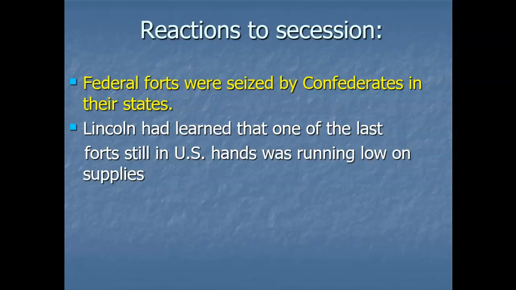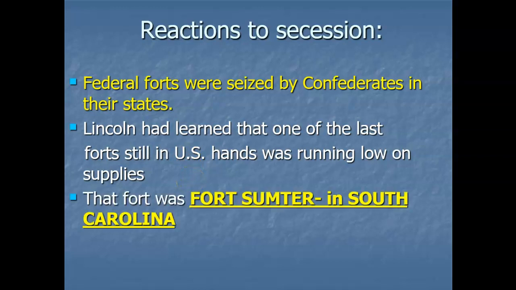The problem is he did not want to start any kind of fighting or violence. In southern states, where Confederates would approach various federal forts and say, this is no longer U.S. property, you need to evacuate and leave, all of the commanders and troops had to decide either to stay and fight with the Confederacy or leave and return to their home state. Lincoln then learns that there's only one other state and one other fort still in federal hands, and that is down in South Carolina at Fort Sumter.